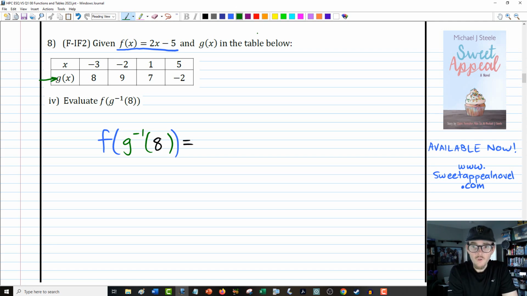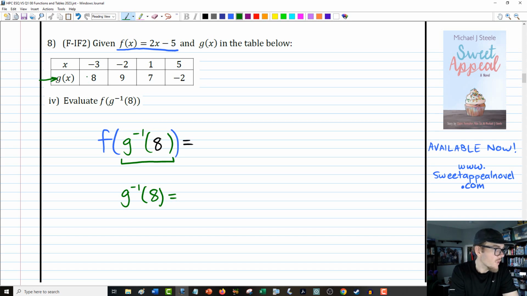And I sound like a broken record, but basically where I need to begin is with the inside. We work inside out when we're dealing with evaluating compositions. So our first question is, what is g inverse of 8? Now we talked about this briefly in the key ideas section of the video. Basically this is asking us what x value outputs 8. This is a different version of the question. It's asking for the input given a certain output.